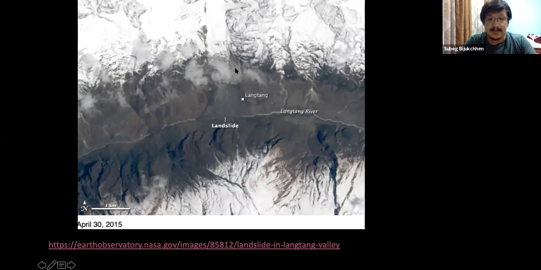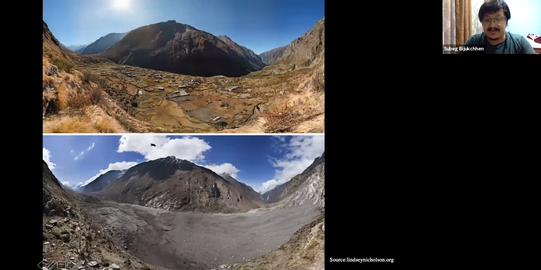Okay. This is a figure from lindsaynicholson.org. This was Langtang village before and after the earthquake. Nothing. Same place. Nothing. Because a huge landslide came from this area and then it collapsed. All the buildings, the few buildings remaining here, most of all the buildings were beneath the rubble. Okay, so that's the problem.